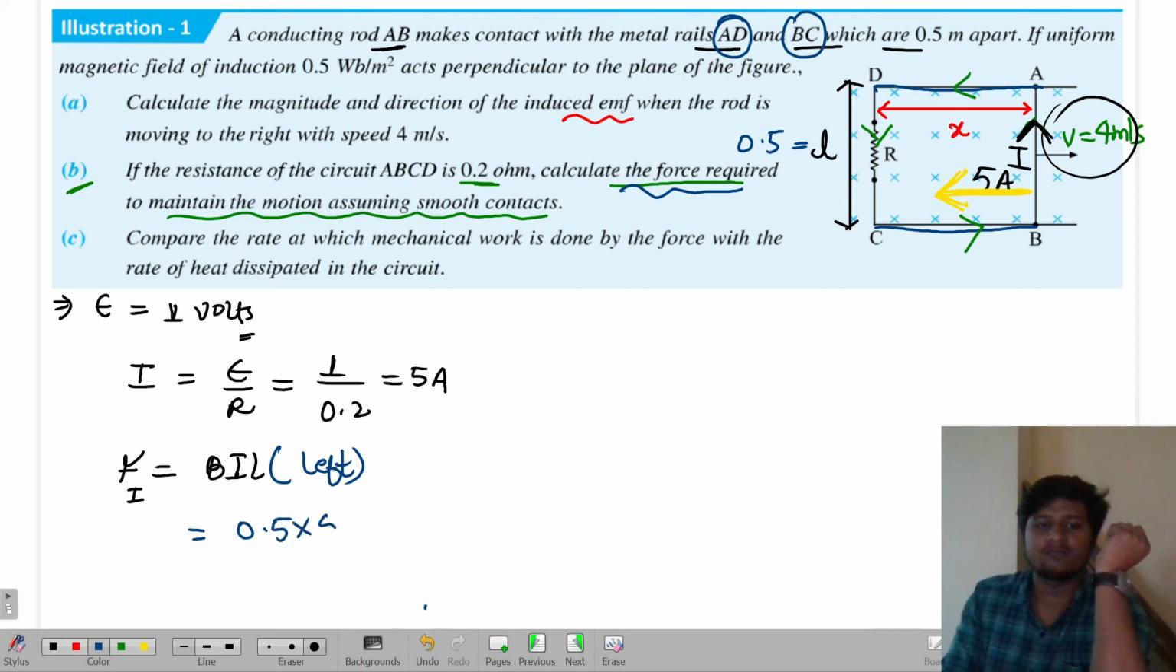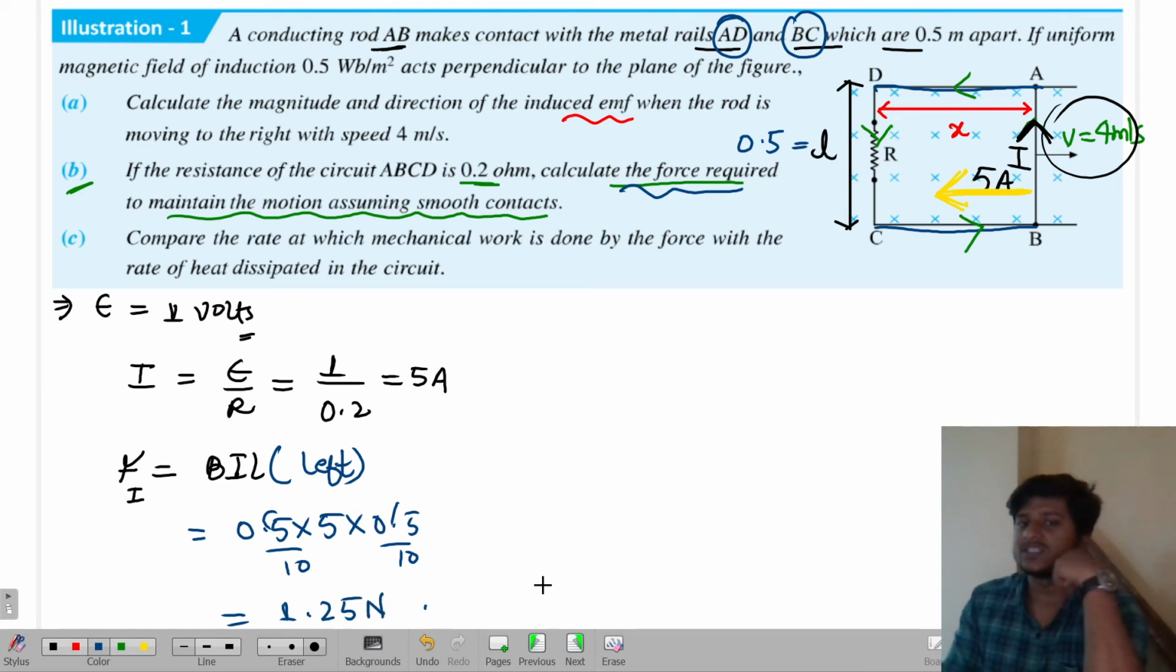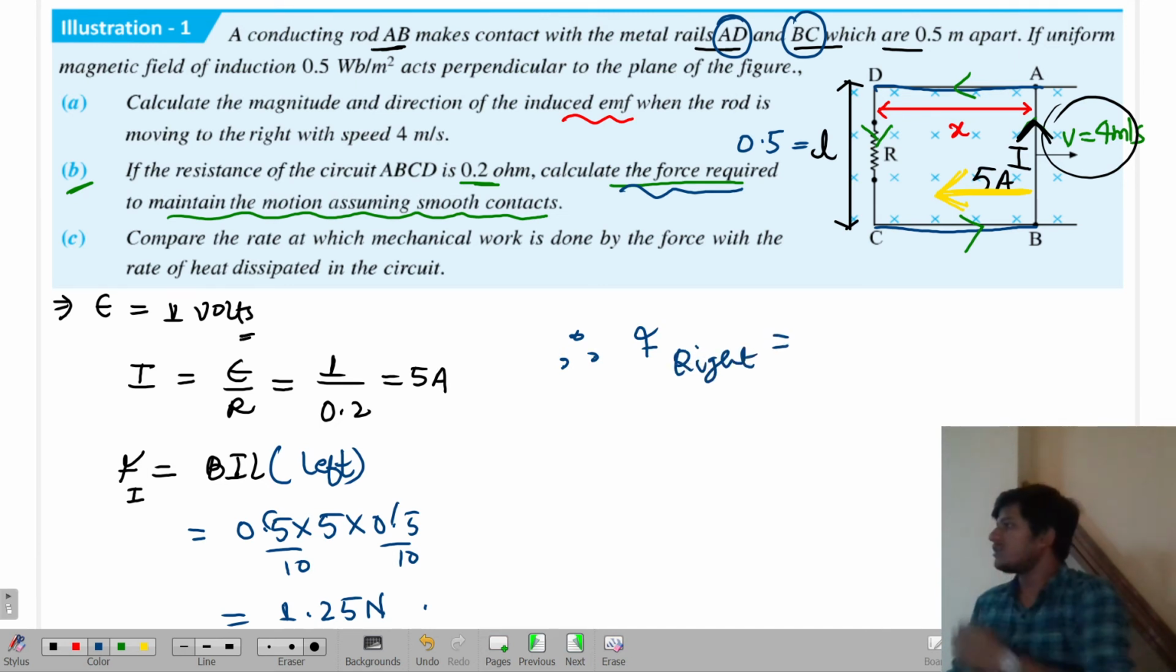Which is equal to how much? 0.5 into current 5 into length 0.5. So how much is the answer? 1.25 newtons is the force which is present. So therefore, how much force should be present towards the right side to make it move always? It should be equal to how much?